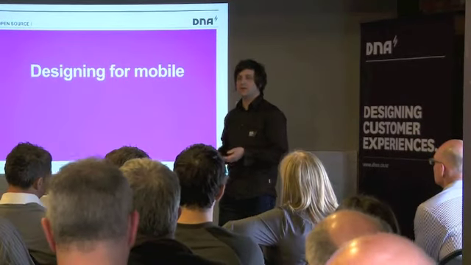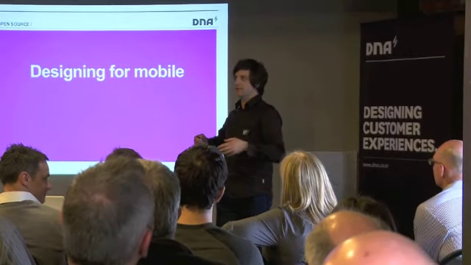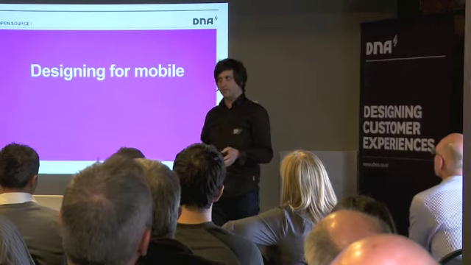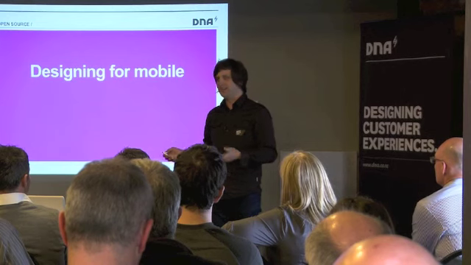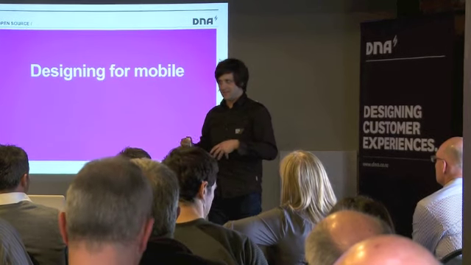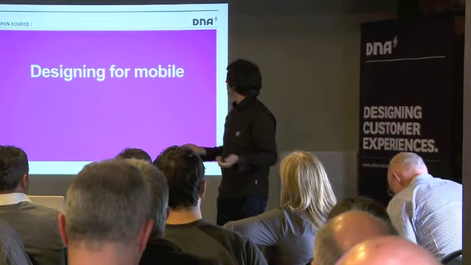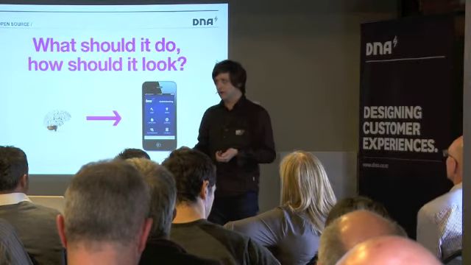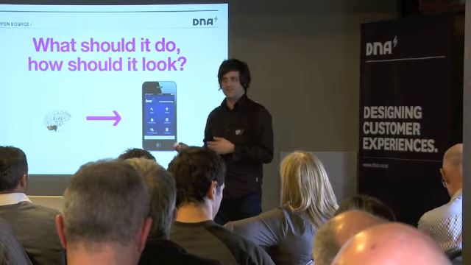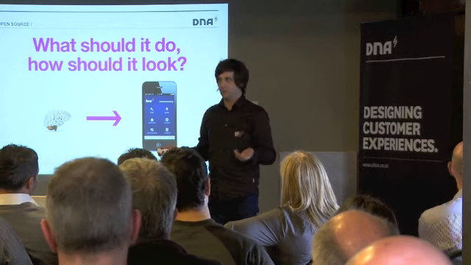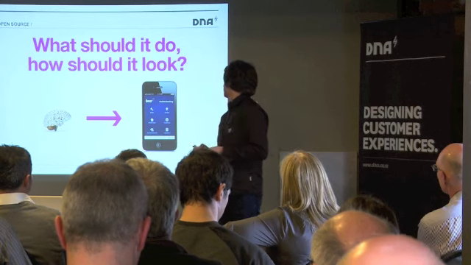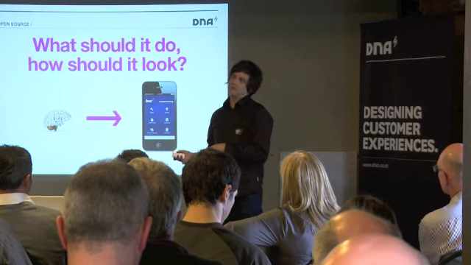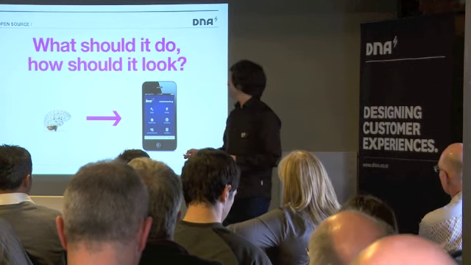At DNA, designing for mobile is all about taking the time to understand what both your business and your customers stand to get out of your mobile project, and then deliver that as something that you can see and touch. We use a combination of interaction design, which is the process of deciding how it should behave, and visual design, which is how it should look, to produce something that hopefully delights your customers and differentiates you against your competitors.